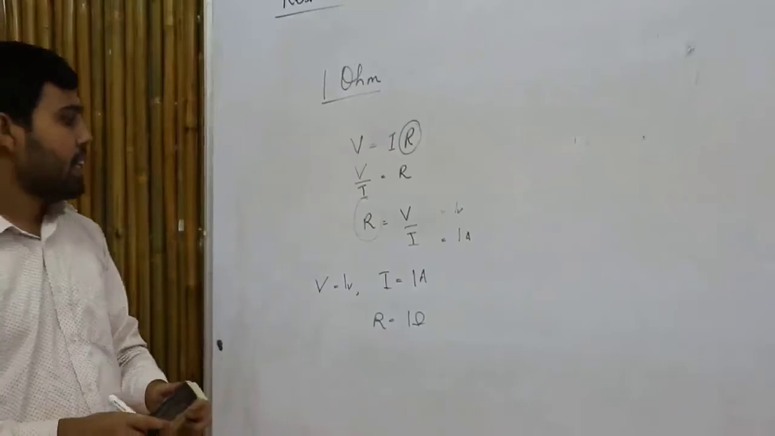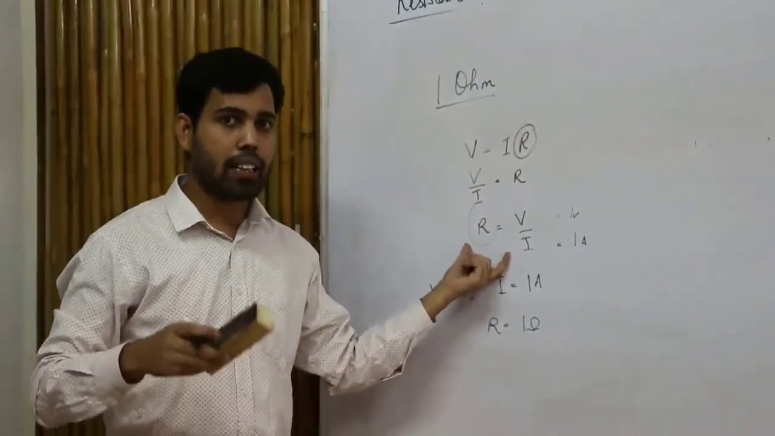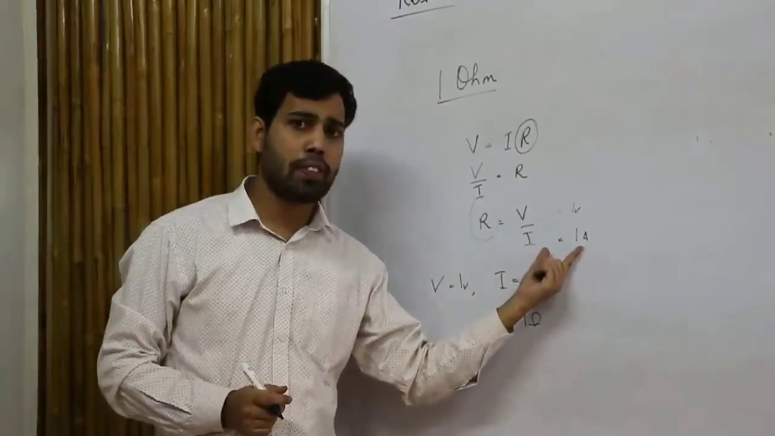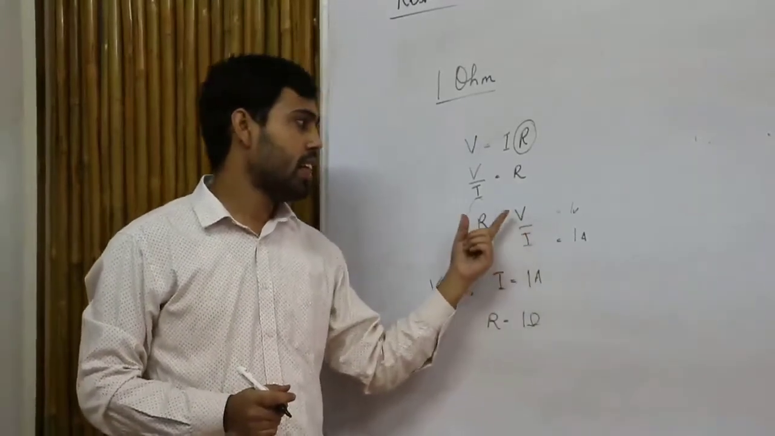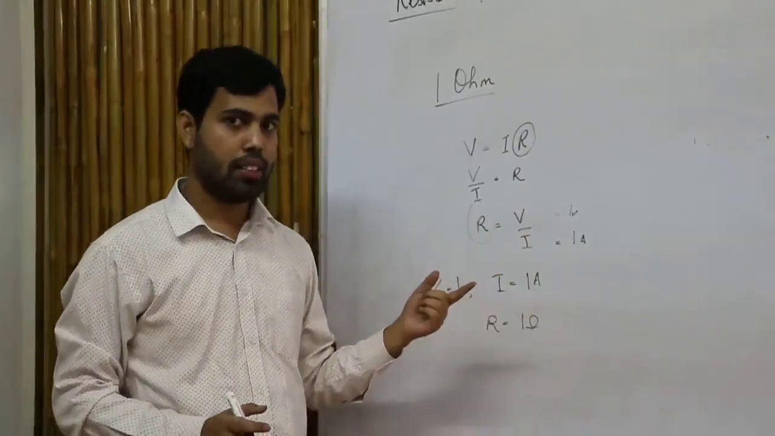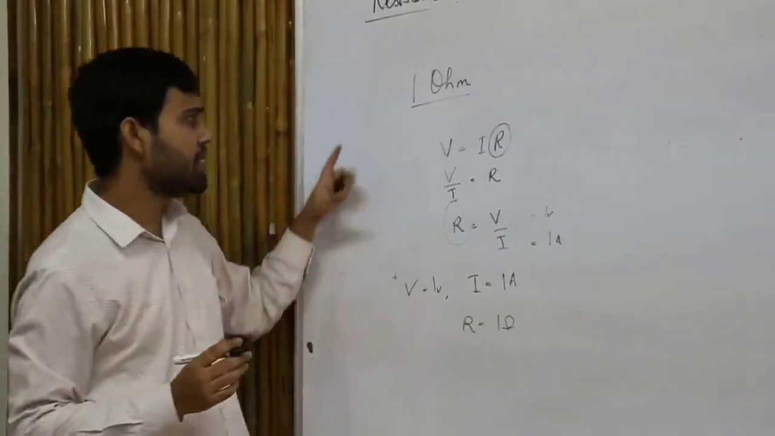What is 1 ohm? It is the resistance offered by a conductor when 1 ampere of current flows through the conductor, maintained at an electric potential of 1 volt. So this is the definition of 1 ohm. Keep these definitions in mind.